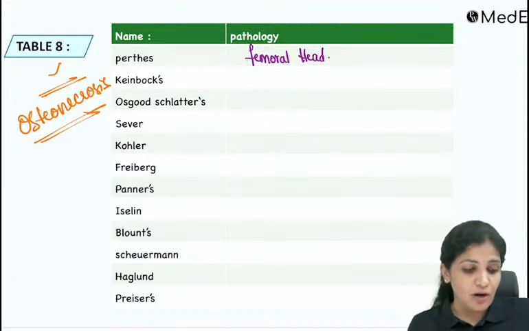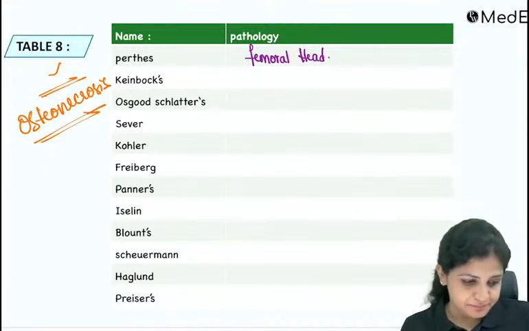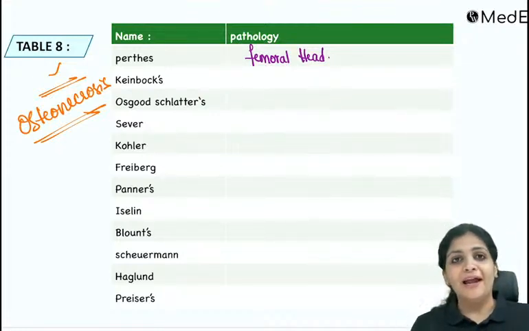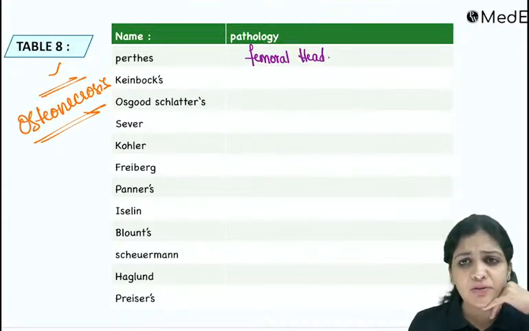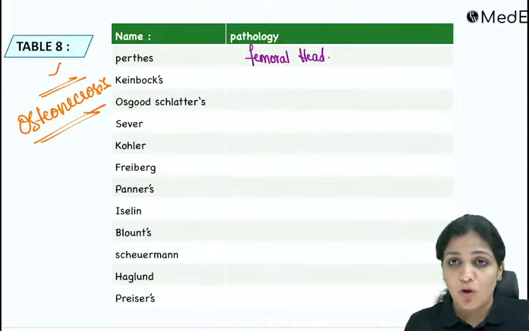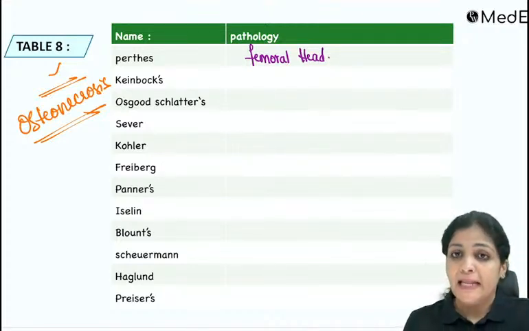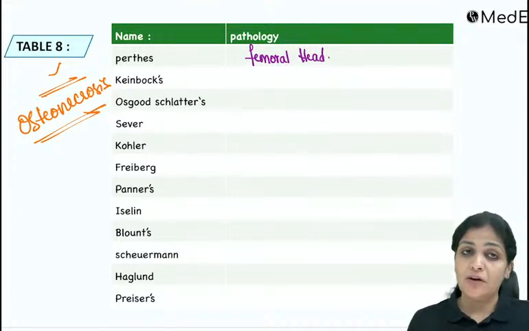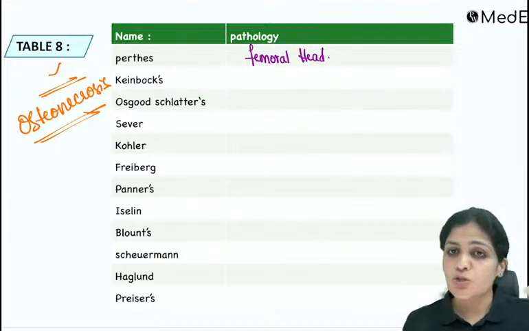Femoral head. This is called the Perthes. Pratyusha is back again. So femoral head, this osteonecrosis. What is osteonecrosis? There will be a loss of blood supply to that particular part. Whenever there is a loss of blood supply, that particular bone will die. So this is called necrosis. This is bone necrosis, hence it is called osteonecrosis.